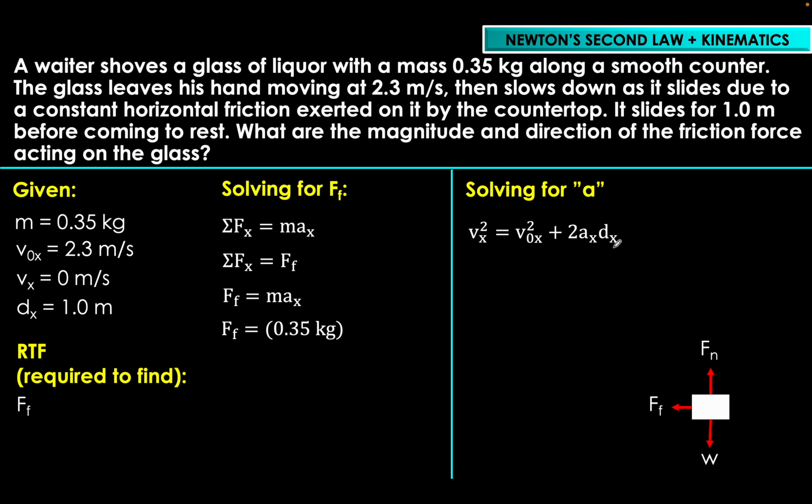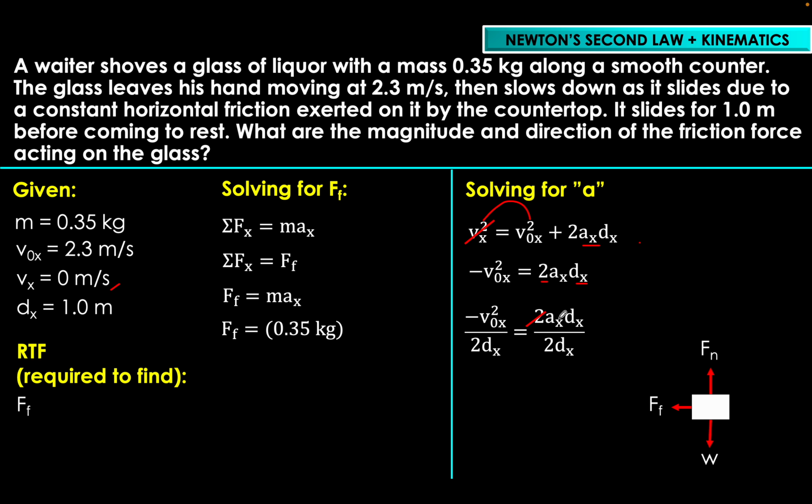Now, the next thing we're going to do is isolate a sub x because that's what we're solving for. So first, you have to cancel vx squared because that is 0 in the problem. And then next, because this is separated with a plus sign, you can transpose v naught x squared to the left side of the equation. It changes its sign whenever it crosses the equal sign. So it's now negative. And then you're going to have 2ax dx on the right side. Next, we're solving for a sub x. So you need to divide both sides of the equation by 2 dx to isolate a sub x. So it's going to look like this. Again, we just divide both sides of the equation by 2 dx.